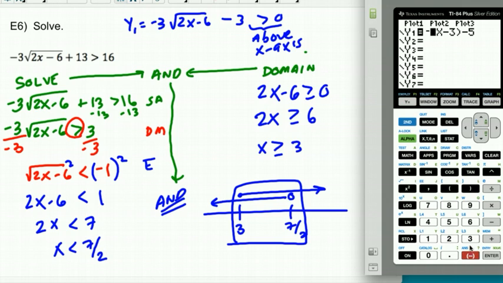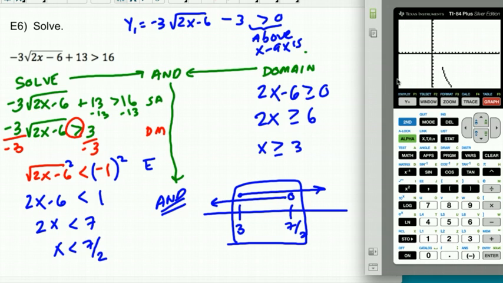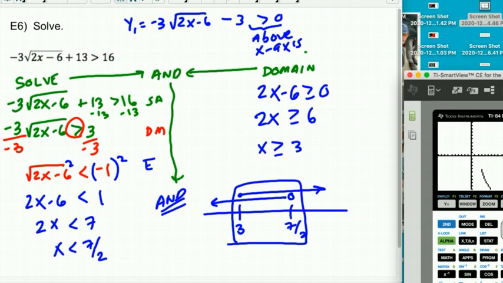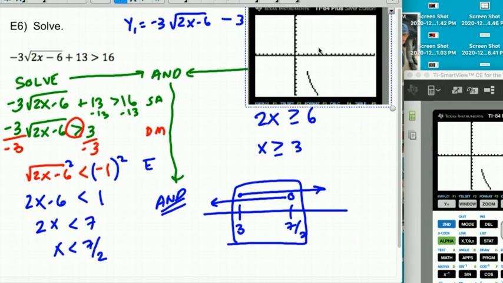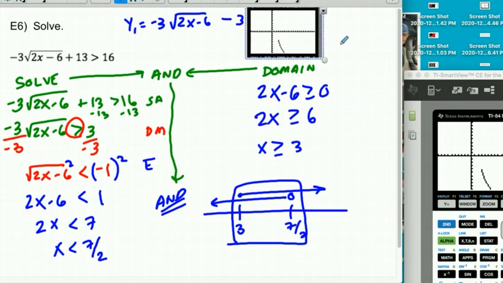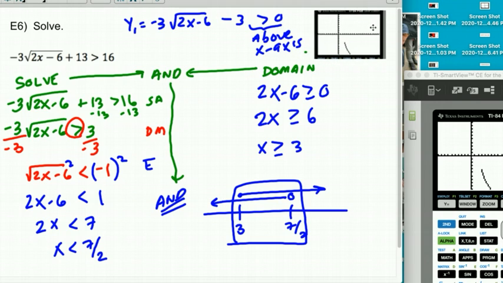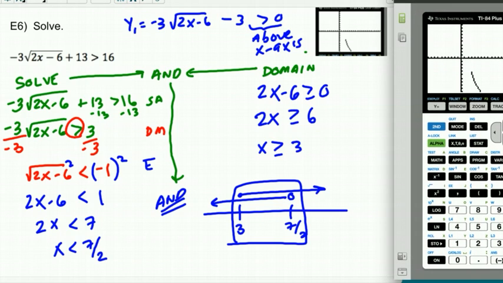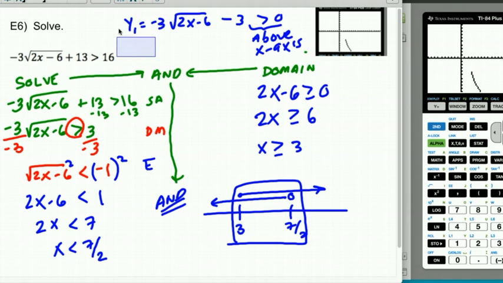So I'm going to have a negative 3 square root of 2x minus 6, all minus a 3, and I'm looking for where this is above the x-axis. Well, you'll spot that it's never above the x-axis, right? So when you graph it, you realize pretty quickly, oh, hey, that's never. So let's just go ahead and drag this there. All right, so the answer is that that's never above the x-axis. So what I can see from the calculator is that the answer is no solution.